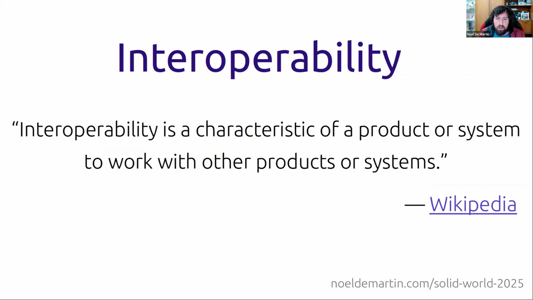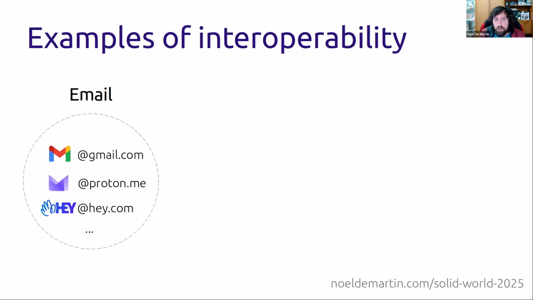In case you don't know what interoperability means, the basic definition is the characteristic of a product or system to work with other products or systems. This is a bit abstract, so I will share some specific examples. For example, if you think about email, it's a good example of interoperability because you can use different email providers and in different domains, and you can talk with anybody who is using the email protocol. So maybe you have a Gmail account, but you can talk with anyone that has an email, even if they are self-hosting it or whatever. So email is a good example of interoperability in practice.